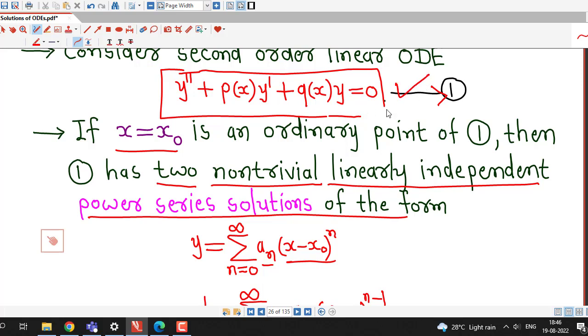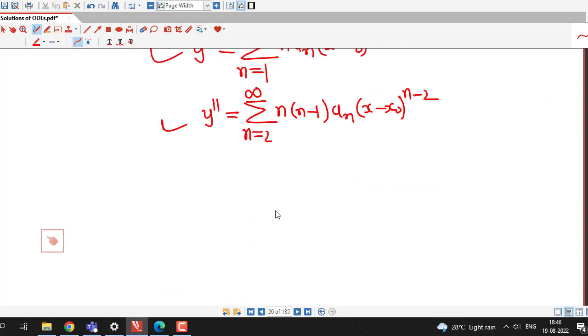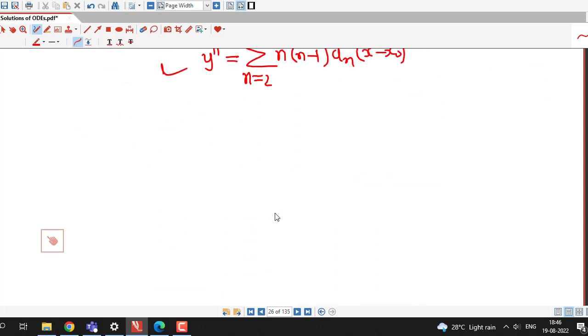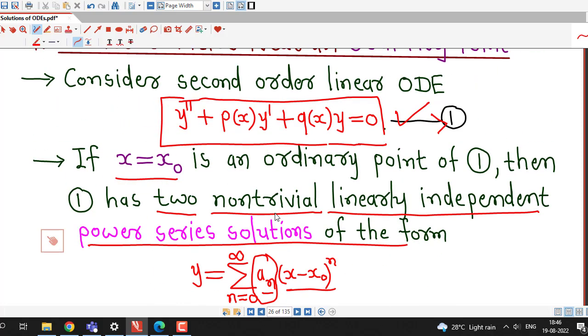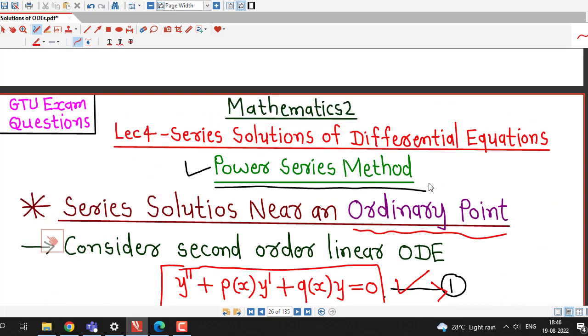in equation 1, and then by comparing the coefficients of same powers of x from both sides, we will be able to decide these unknown coefficients an, and then we will be able to decide our power series solution. So this is the idea of the power series solution when we are finding power series solution near an ordinary point. So this is all about this session.